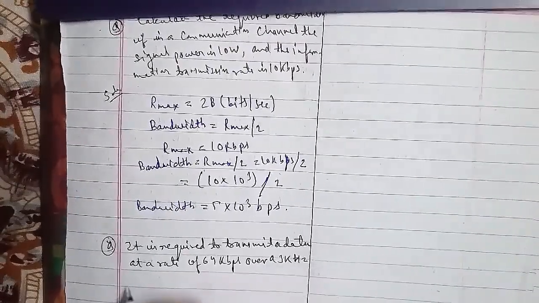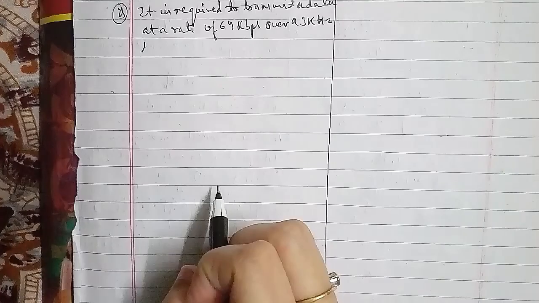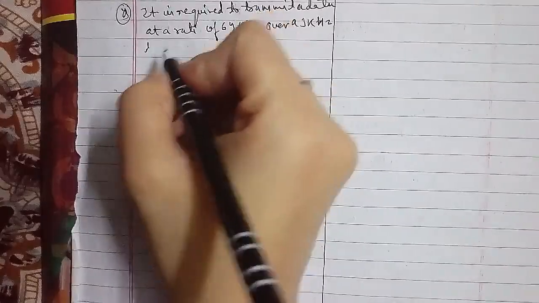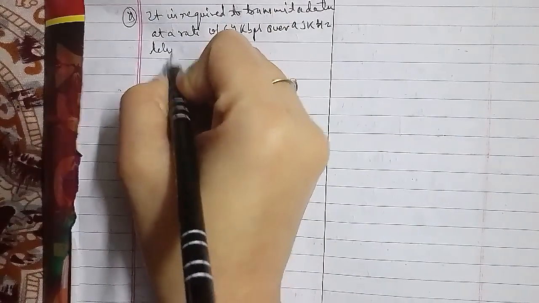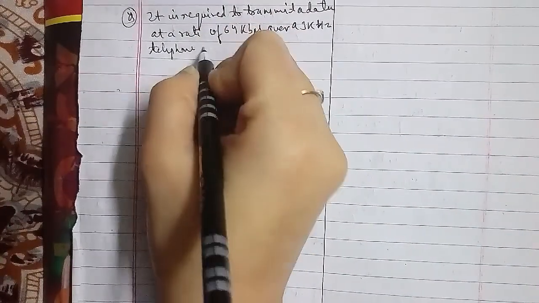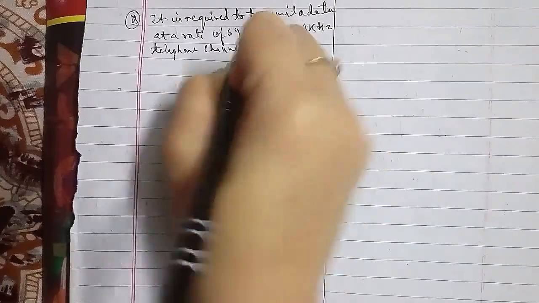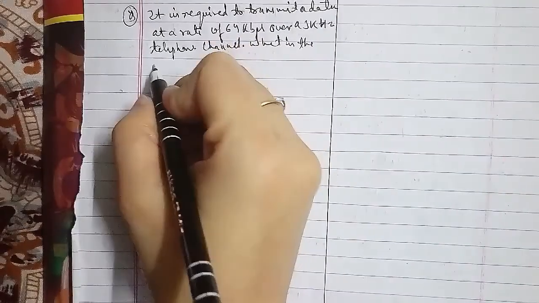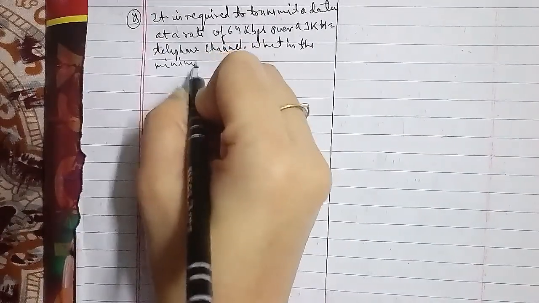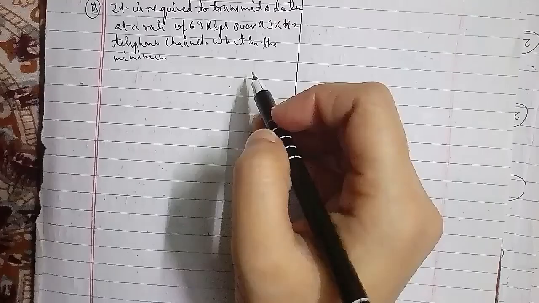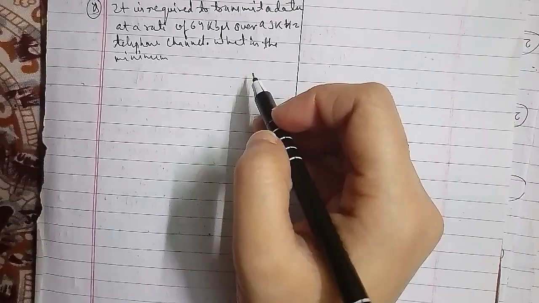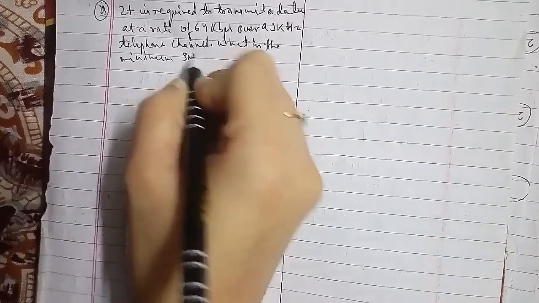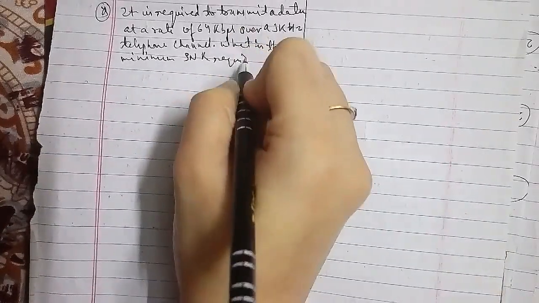In the given data, the data rate is R equals 64 kbps, and the channel bandwidth equals 3 kilohertz, and the SNR you have to find out. For that, C equals W into log 2 of 1 plus SNR.